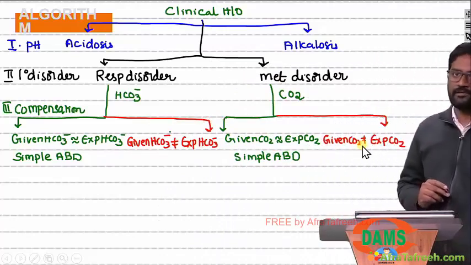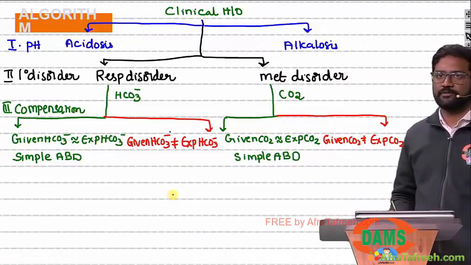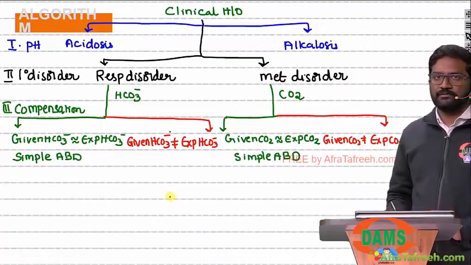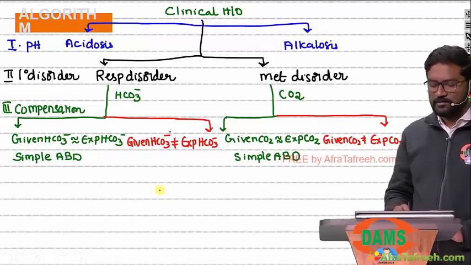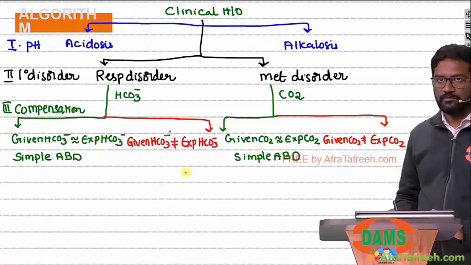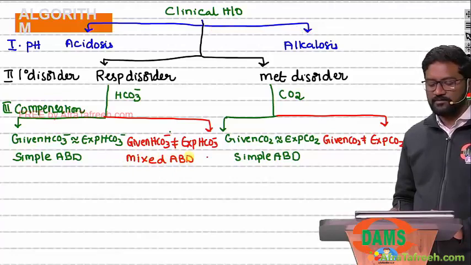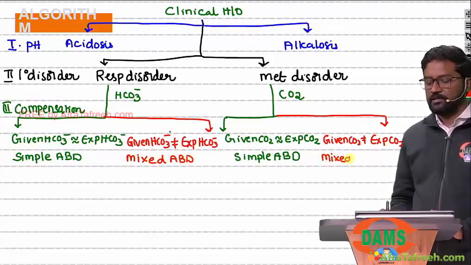So previously we were using the terms partial compensation, decompensation, overcompensation. Now according to New Harrison, whenever there is a relevant history, you should not use all those old terms. You should just call it mixed acid-base disorder. So in very easy words, if given and expected are correlating, it is simple. If they are not correlating, it is inappropriate compensation.